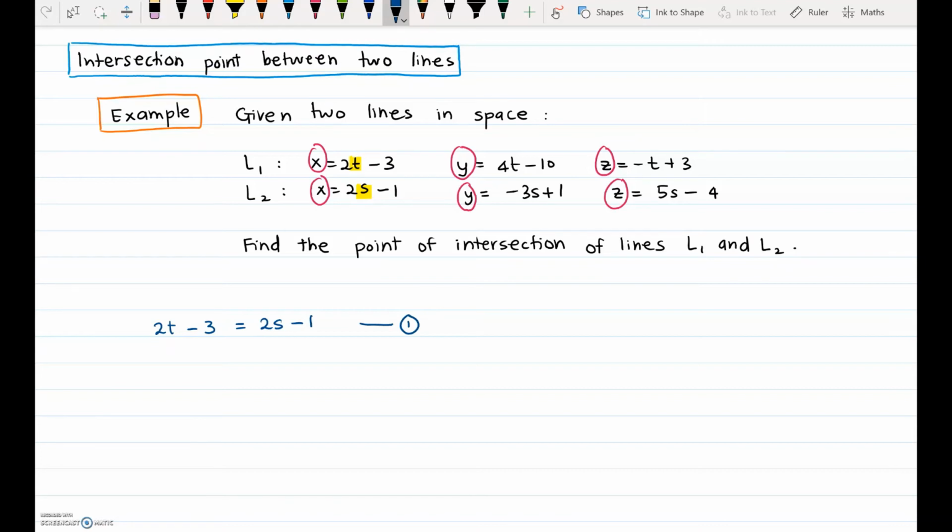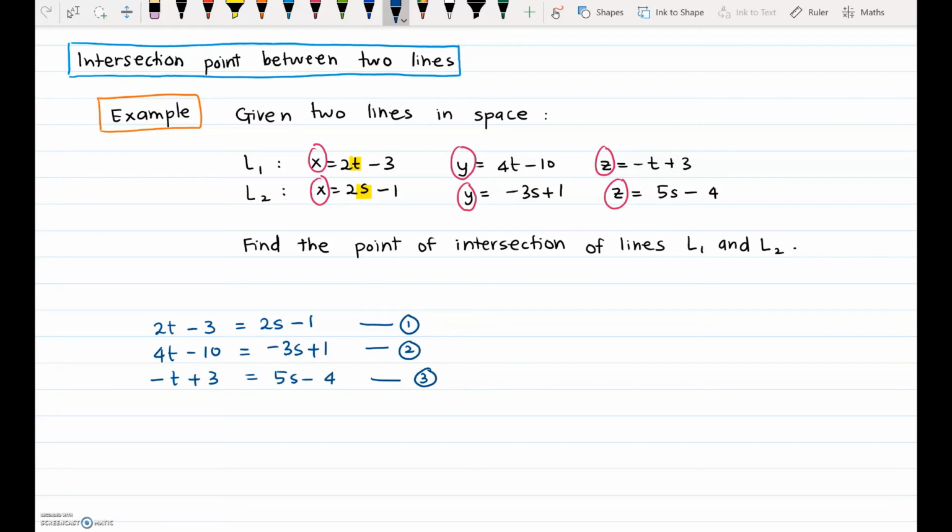All right, continue with y. So y we have here is 4t minus 10 equals to negative 3s plus 1, so this one is the second equation, and another one we have is negative t plus 3 equals to 5s minus 4. So this is the third equation.